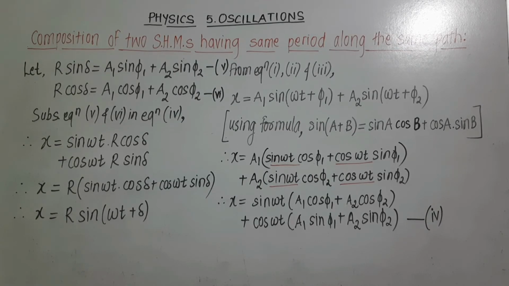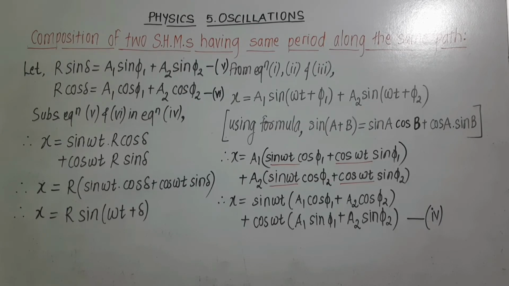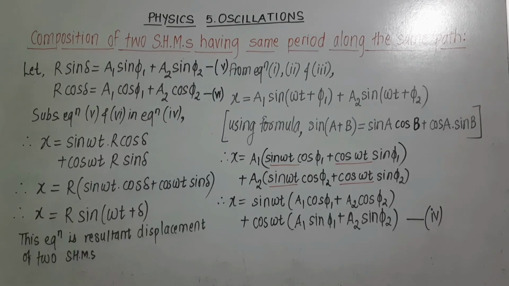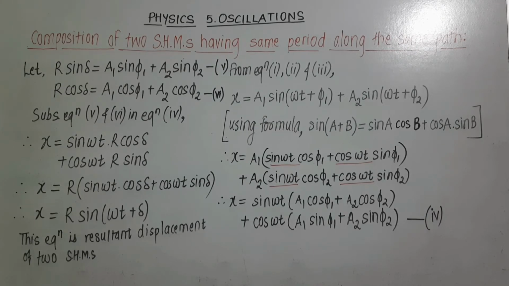Its time period is the same, but the resultant amplitude is now R and the resultant initial phase is delta, and the resultant displacement is x. Now we will obtain the resultant amplitude R in terms of A1 and A2.